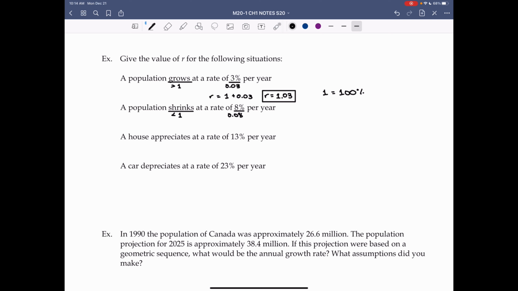Our population is shrinking at a rate of 8%, so if we want to know what's remaining, that would not be the 8%. That would be 100% minus the 8%. So for the R value, we have to do R equals 1, which is 100%, minus 0.08 or 8%. That gives us R equals 0.92 or 92% of the population remaining.